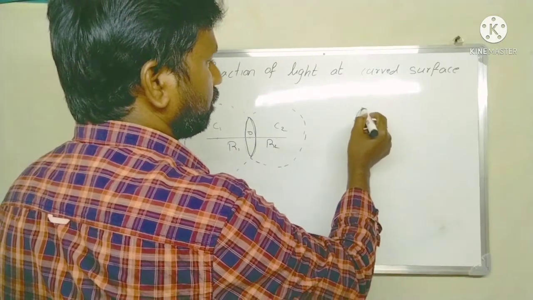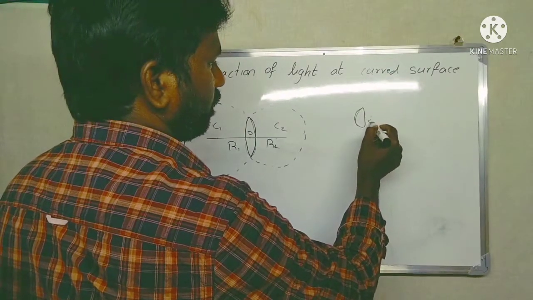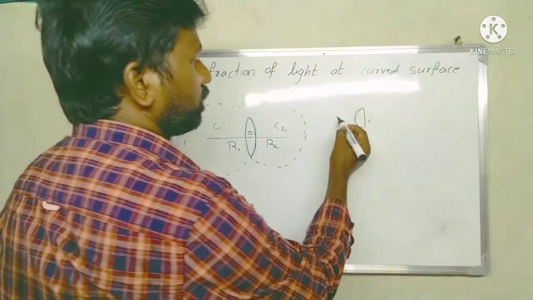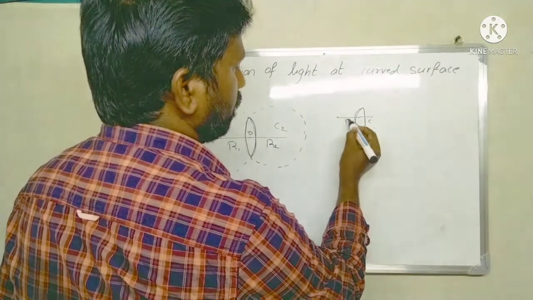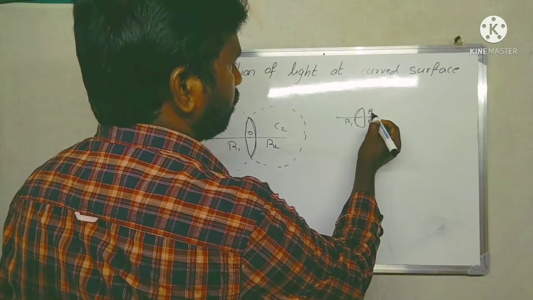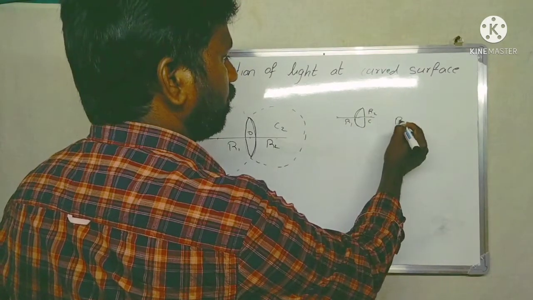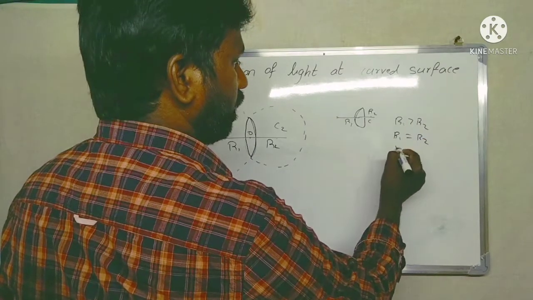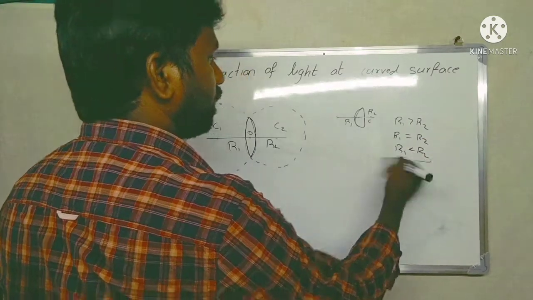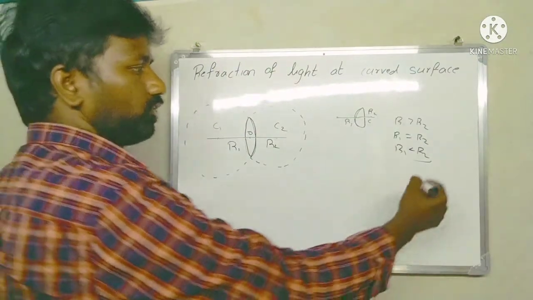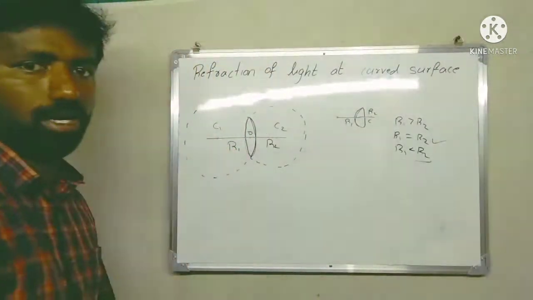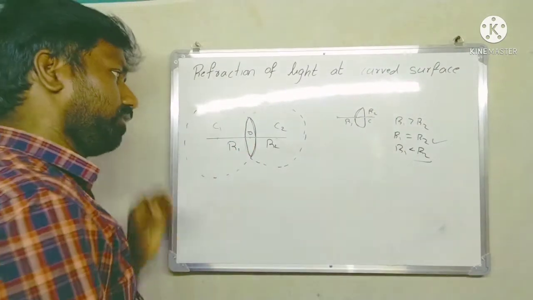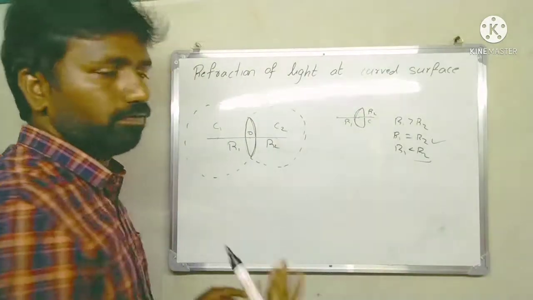The center will be located here for this curvature, but for the other one the center will be located at another place, so there is some distance. If we take these as R1 and R2, then R1 can be greater than R2, or equal, or R1 less than R2 is also possible. Mostly in this chapter we are going to use R1 equal to R2, so the centers of curvature for the two curvatures are the same. They can vary.